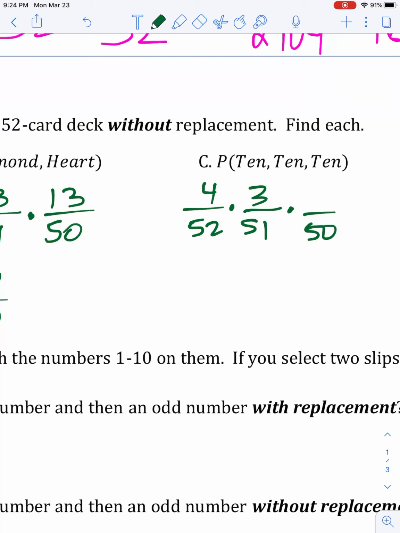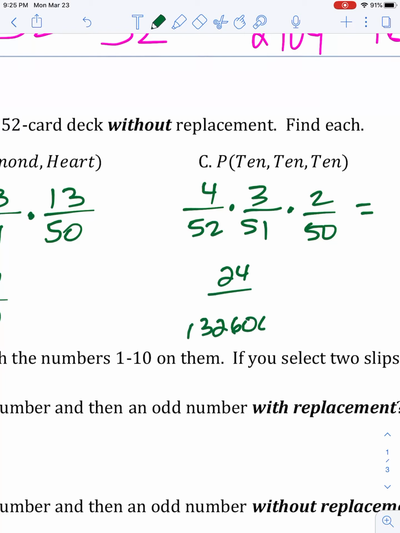Well, there's only 50 cards remaining, and if you've picked 2 10s already, like let's say the diamond and the spade, there's only the heart and club left, which is 2 remaining. So this would be 4 over 52 times 3 over 51 times 2 over 50. If I do the math here, on top I get 24.